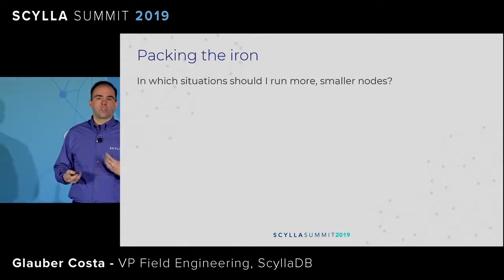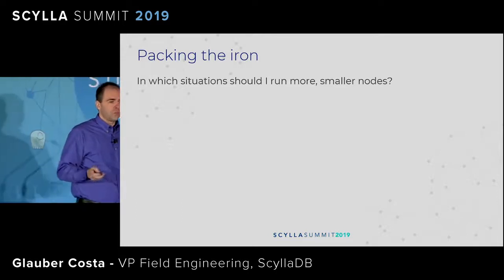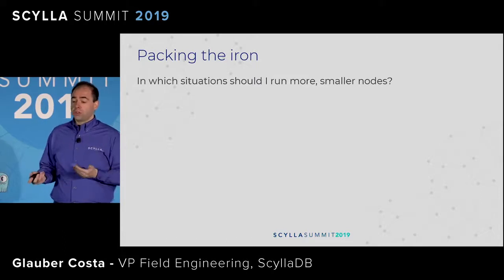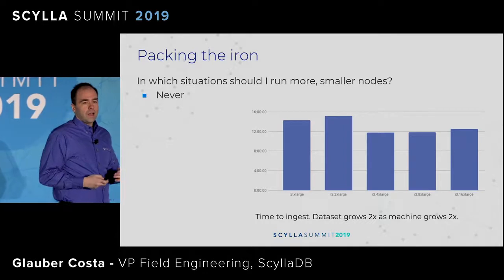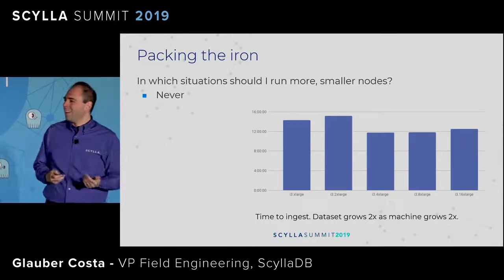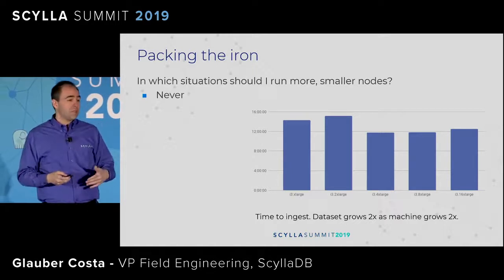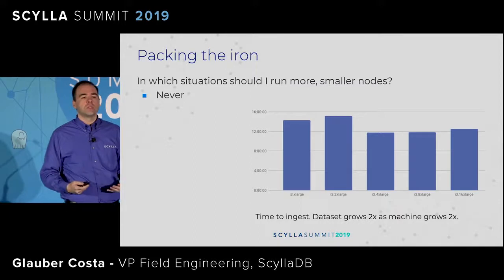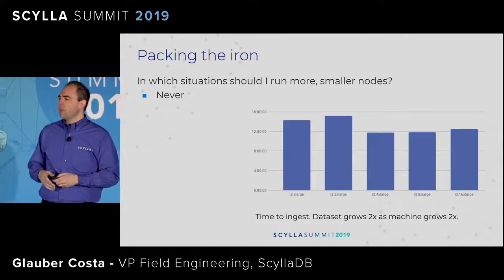So again, we hear this question again and again. Should I use a lot of small nodes or should I use fewer, bigger nodes? So in which situations should I use more smaller nodes? Never. And again, we have a white paper about that. We've done webinars in the past. We had experiments to show that their usual concern is that, well, if I lose a node, then it's more expensive to replace it. It really isn't. We have data to back it up.